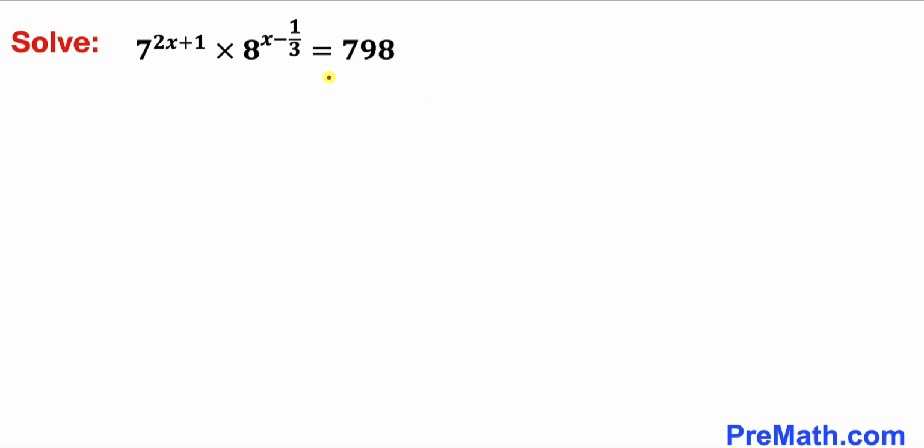Welcome to PreMath. In this video, we are going to solve this given exponential equation: 7^(2x+1) times 8^(x-1/3) equals 798. In other words, we are going to solve for x.